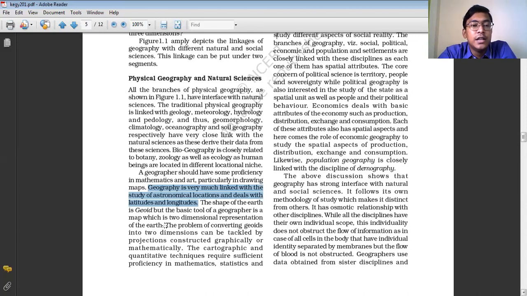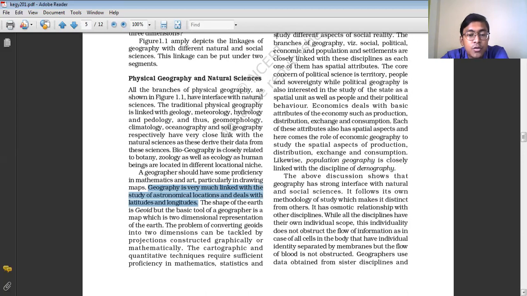So here again you can see that mathematics, which is a part of natural science, a science subject actually, has linked with geography. So the problems of converting geoid into two dimensions can be tackled by projections constructed graphically or mathematically. So the problem of converting the three-dimensional earth, that is the geoid, into two-dimensional form can be done graphically or with the help of mathematical calculations. The cartographic and quantitative techniques require sufficient proficiency in mathematics, statistics, and econometrics.